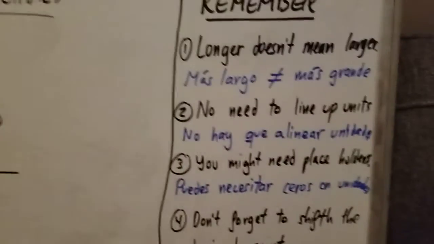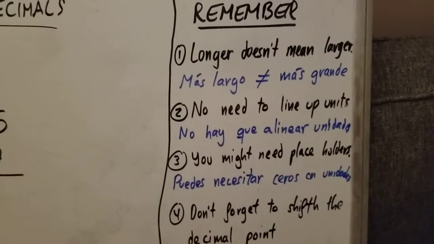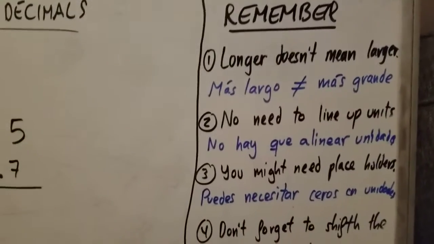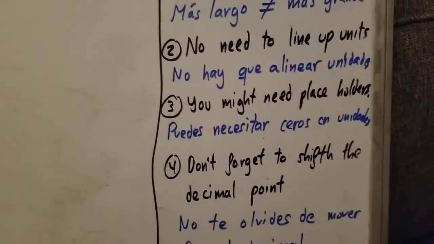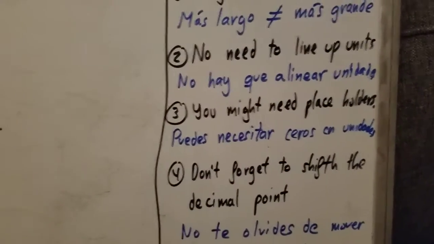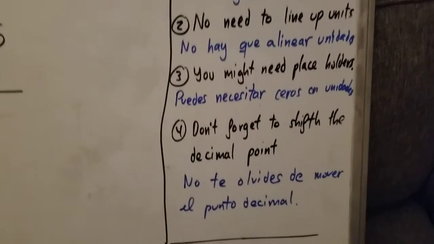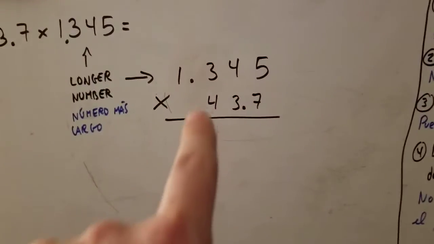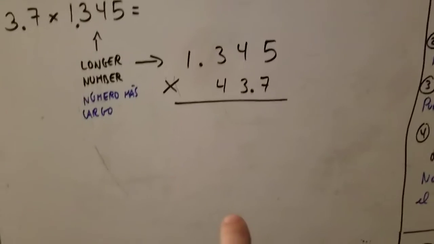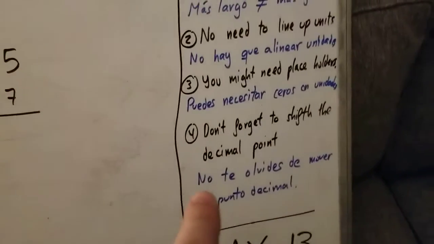Okay, another mistake: when you multiply decimals, you don't need to line up the units. Okay, it's not like you are adding or subtracting. You are multiplying. You don't need to line them up. Okay, another mistake: you might need placeholders. We'll talk about that later. And last but not least, don't forget to shift the decimal point at the end. When you find out the product of these two factors, you need to calculate the product here, and you need to shift the decimal point at the end.